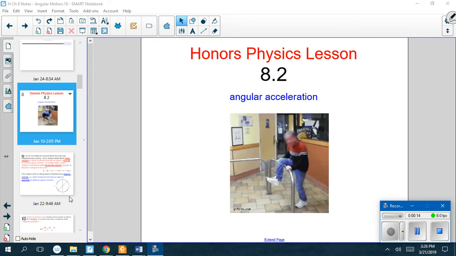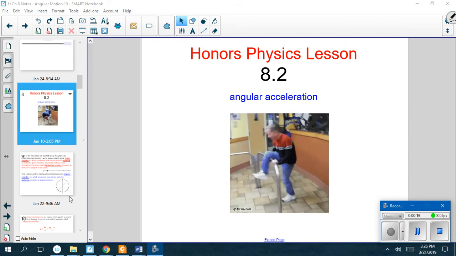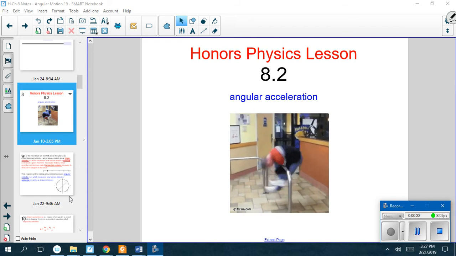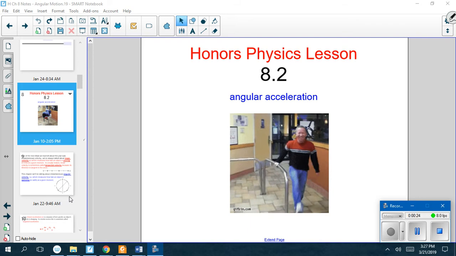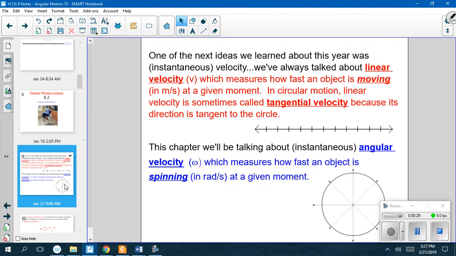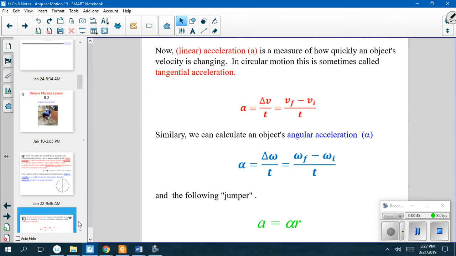Alright, so this section is actually going to go pretty fast note-wise, because angular acceleration is very similar to linear acceleration, but instead of using our linear velocity, we're going to use our angular velocity. So, very similar to before, linear velocity is how fast an object's moving over a given amount of time, just like angular velocity is how fast something is spinning or rotating at any given time. So with acceleration, what we're going to look at is our change in our angular velocity over time, just like our linear.